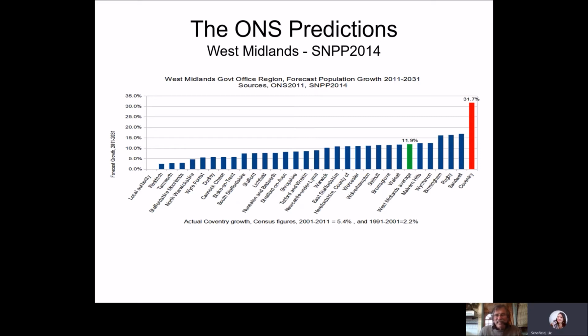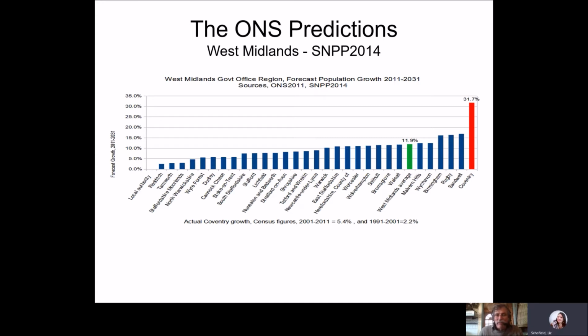And here is ONS telling us that Coventry is going to grow far faster than any other town in the area. So the question arises, anytime you see something which is sticking out like a sore thumb, if you're doing modeling, or sampling, or any kind of experiment, if something is unexpected, you have to ask yourself, well, is it real or is it a mistake? So this talk will explore the question of how did we test that proposition? Is there any reality to this prediction?